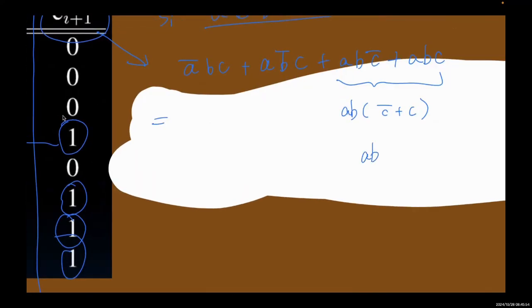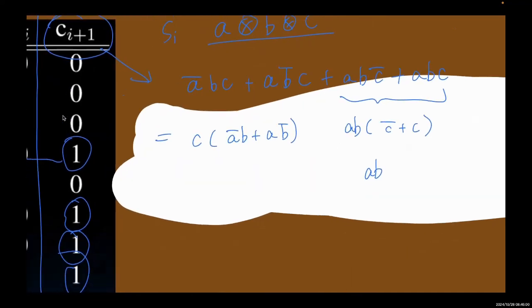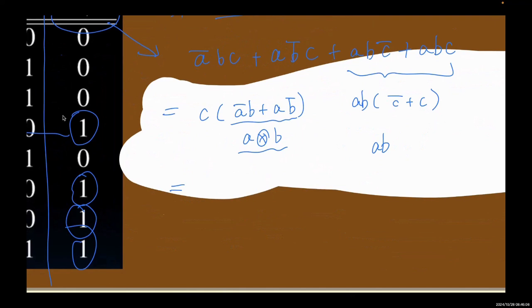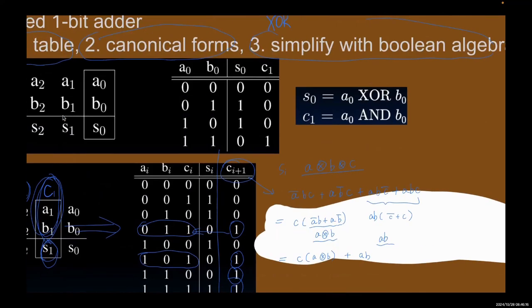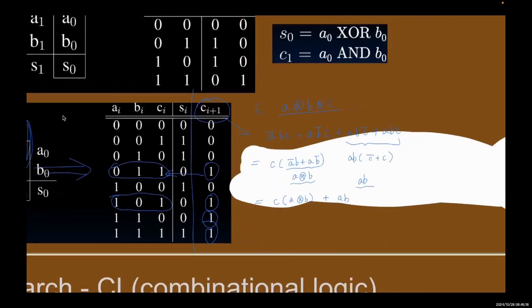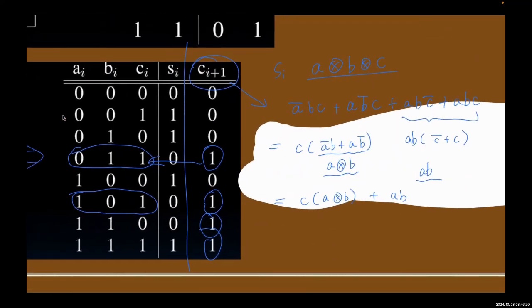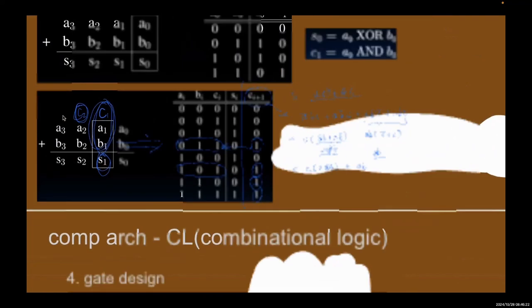And for here, we can see, by the way, this is just XOR actually. You can find they have the same truth table. And this is C times A XOR B. So plus AB here. So we just simplify it. That's the third step. So is all of this clear? Yeah. Okay.